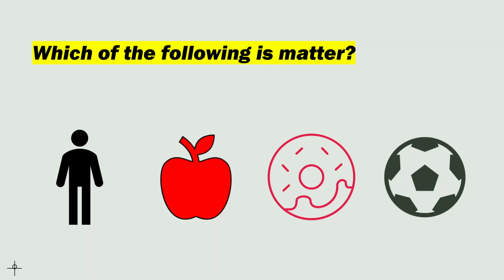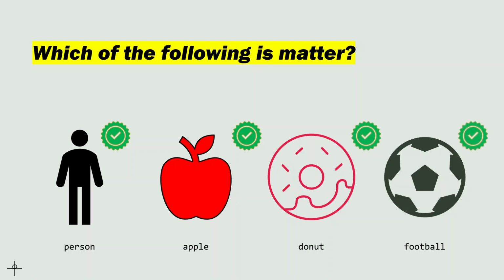Okay, based on that little definition, can you tell me which of these is matter? So here we have a person, we have an apple, we have a donut, and we have a football. Which of the following is matter? So I'll give you 5 seconds to tell me. You can write it down, or just hold it in your brain. I'm going to show you the answers in 1 second, okay? Alright, so yes, a person is made up of matter. If you thought that the apple was matter, you're also correct. And yes, the donut is matter and the football is matter. It's all matter. Why? Because these all have mass and they all take up space.